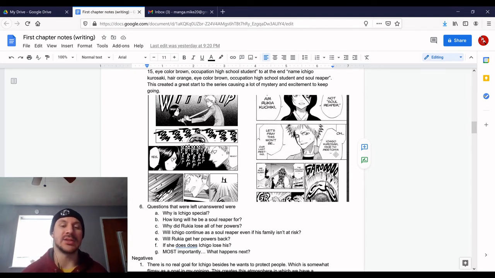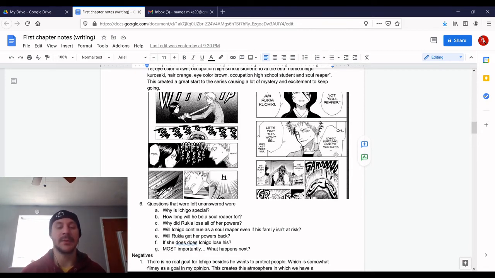So it's like, why is Ichigo so special? How long will he be a Soul Reaper for? Why did Rukia lose all of her powers? Will Ichigo continue as a Soul Reaper even after he has saved his family and friends? Will Rukia get her powers back? If she does, does that mean that Ichigo will lose his? And what happens next, right? And that is what you want your readers to think. What's happening next? Like, I have to read it, right? So being able to provide that kind of pull into your story is extremely important.